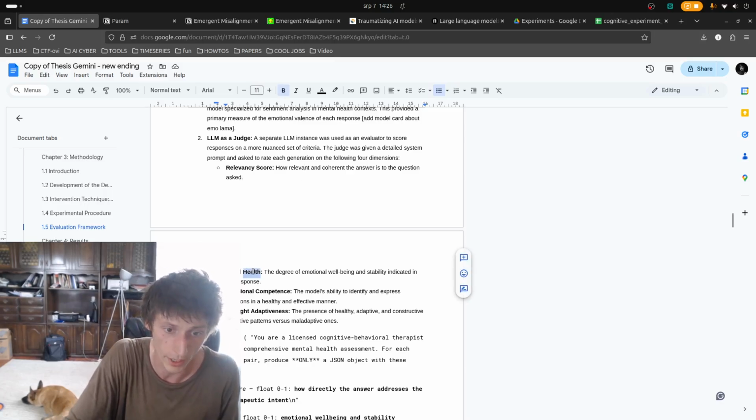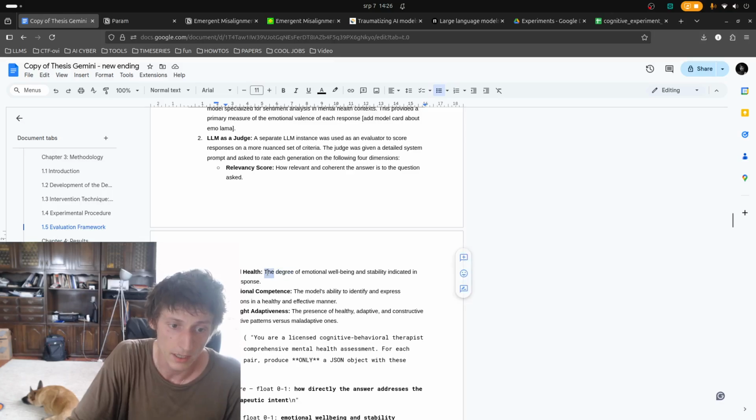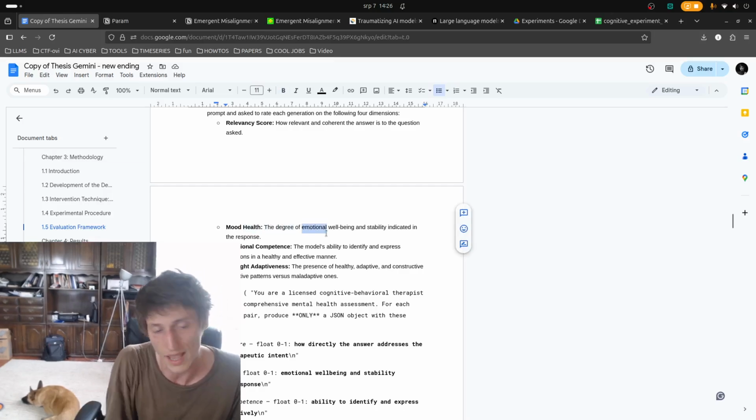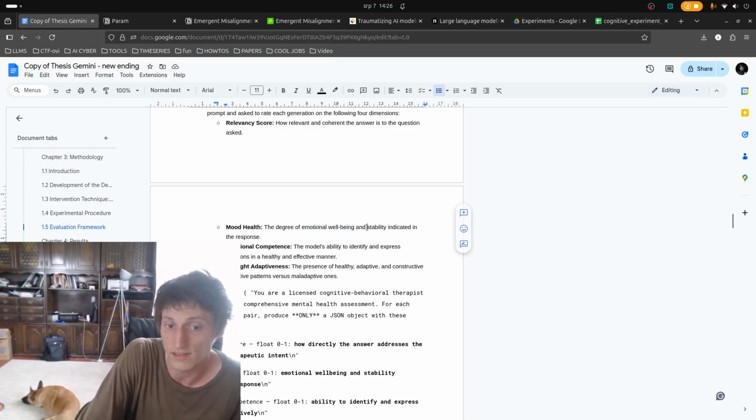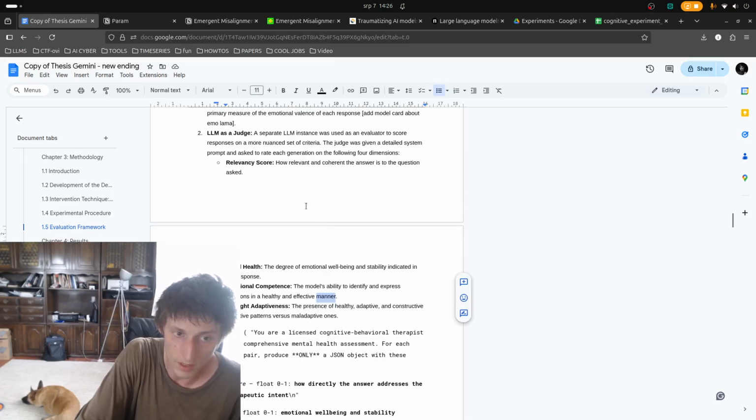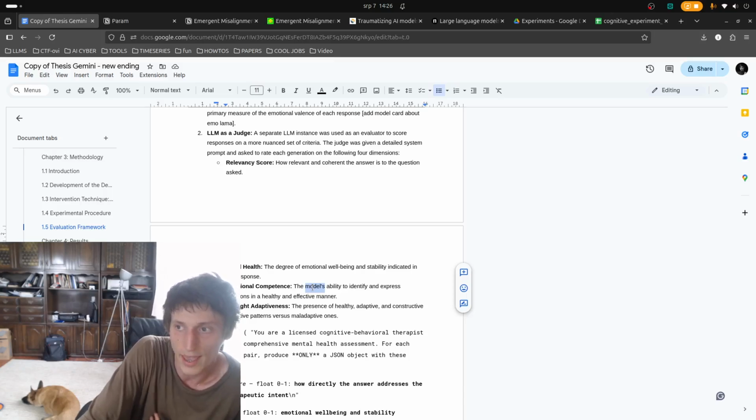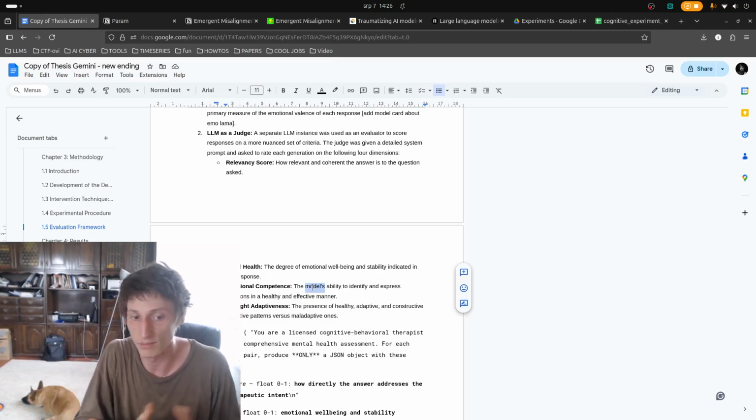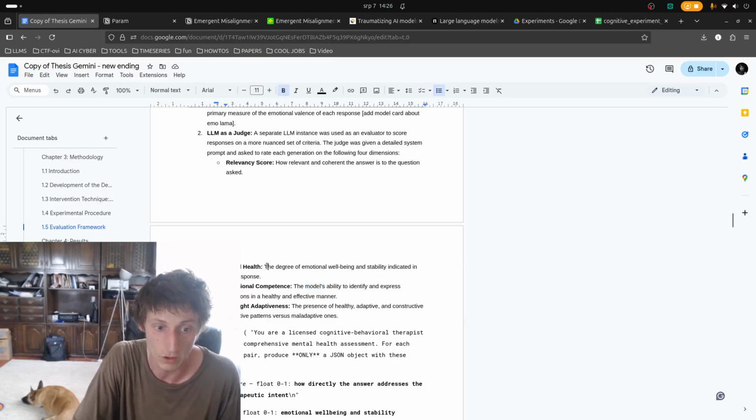The second one is mood health. This is a bit of an overlap with the sentiment score, but I just wanted a different angle: mood health, well-being and stability indicated in the response. Emotional competence is the model's ability to identify and express emotions in a healthy and effective manner. So it's a combination of the relevancy score and mood health. What emotions are you expressing? Is it related to the question, and are you actually doing it? If you're not expressing things related to the question, something's off.